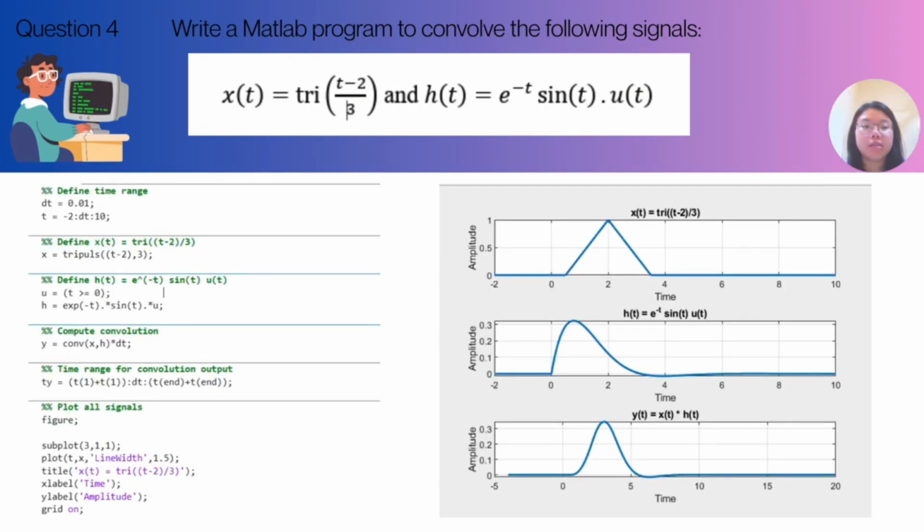This is a triangular pulse. The parameter beta controls the width of the triangle. In our code, we use beta equals 3 and the triangle is centered at t equals 2. This is an exponentially decaying sine wave. The u(t) means it's 0 for negative time. It starts at t equals 0 and decays as time increases. So h(t) looks like a sine wave that gets smaller and smaller as t gets larger.